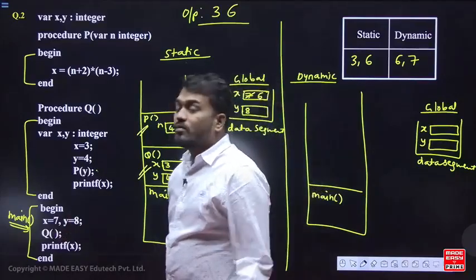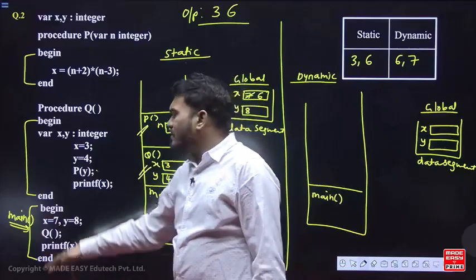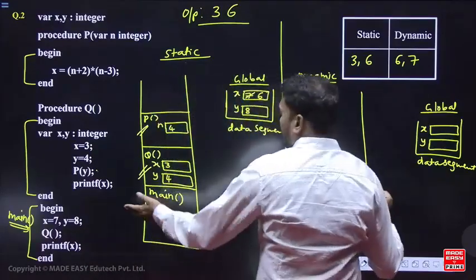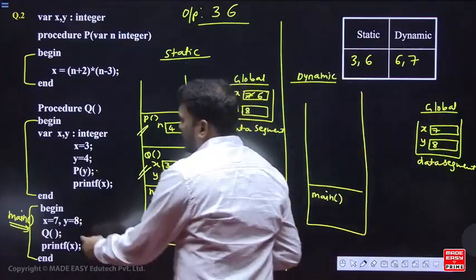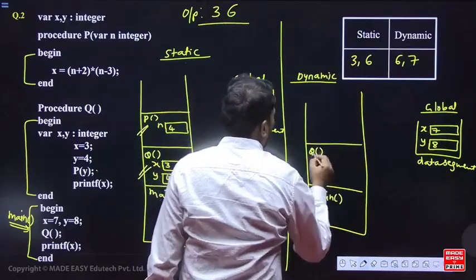Okay, free variable है तो dynamic scoping, where you have to update in the previous calling function, but the main does not have any previous calling function. So where is it updated? In the global only. In the global, x value becomes 7, y value becomes 8, and next you are calling the function q. Then the function q will be pushed into the stack.